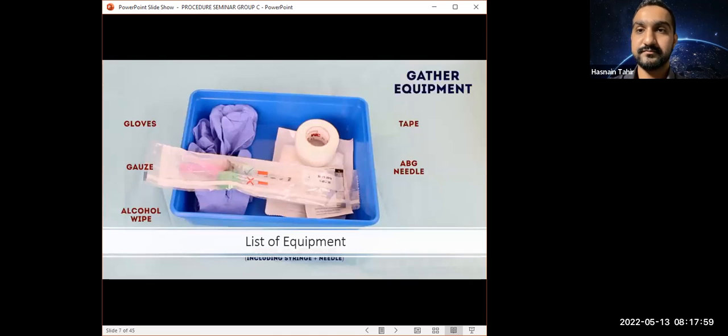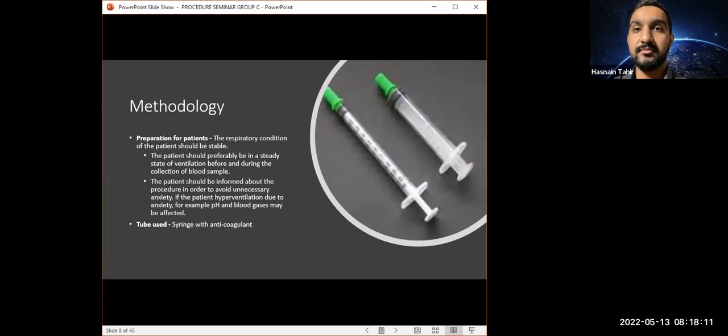These are the equipment that will be needed, and we will go through it as I'm explaining the procedure. When I'm talking about this procedure, I'm talking about the requirements that we need when we are doing these procedures, as highlighted by the KKM.